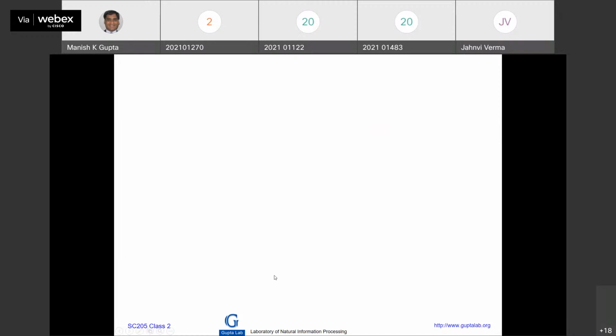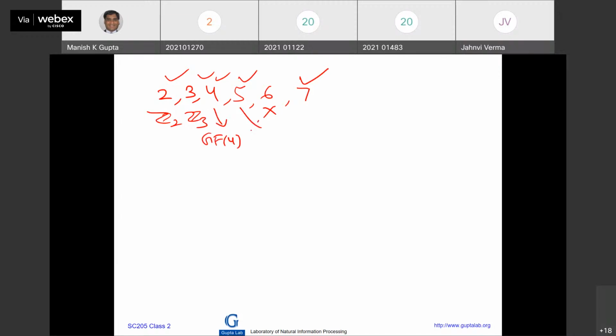So we know how to construct a field with 2 number of elements, 3 number of elements, 4 number of elements, 5 number of elements. 6 is not possible. 7 we know. This is Z2, this is Z3, this is Galois field with 4 number of elements, this is Z5. 6 is not possible. This is Z7. 8 will be 8 number of elements.